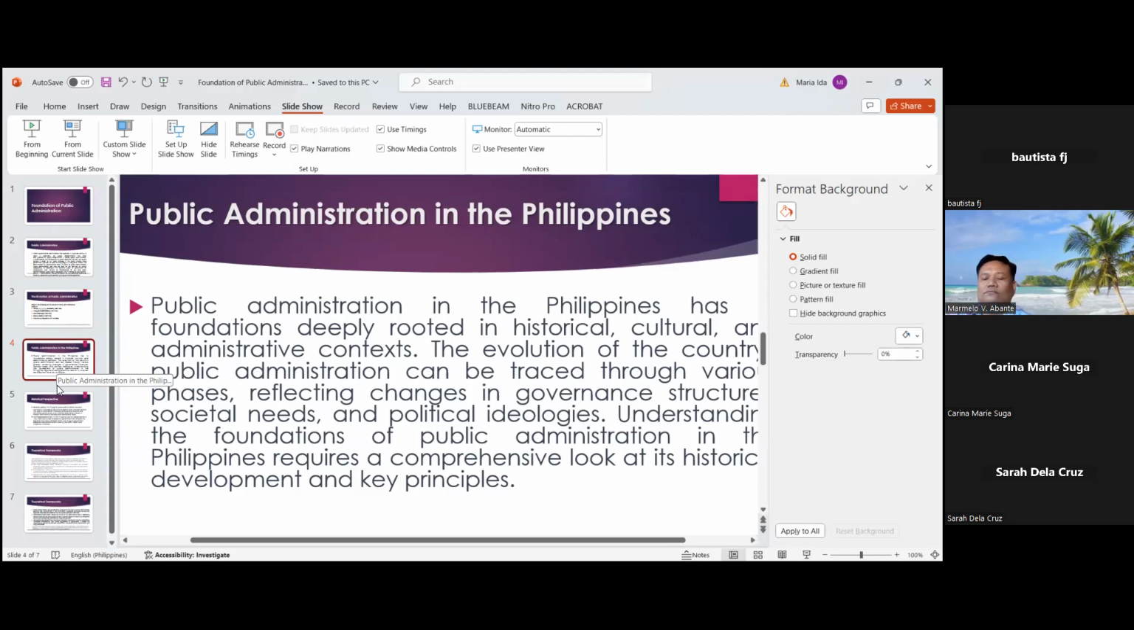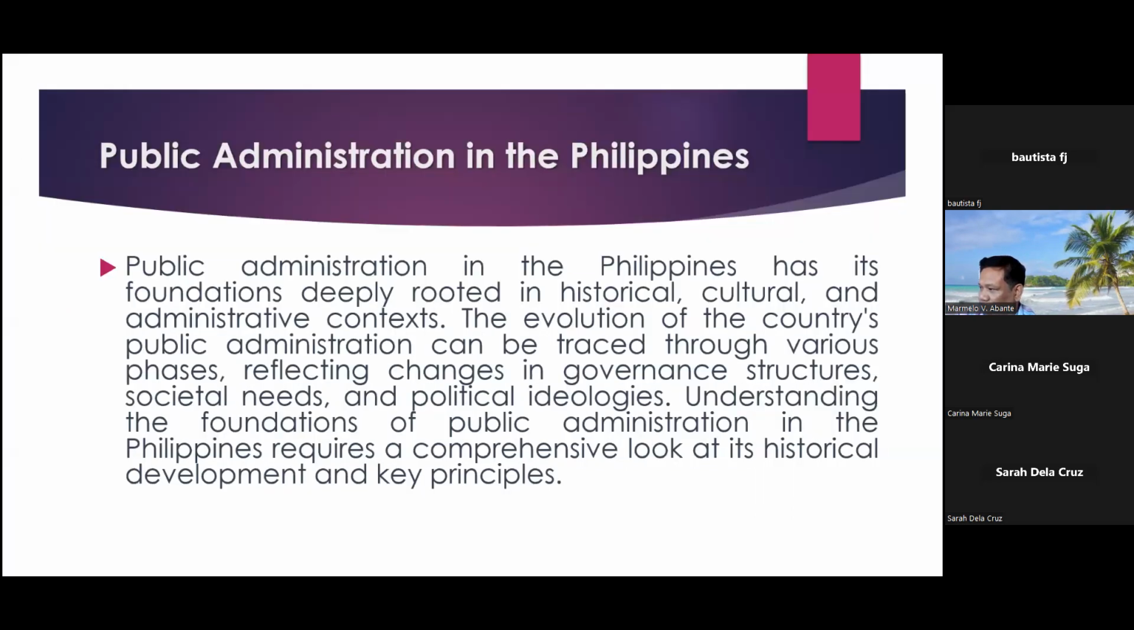Public administration in the Philippines has its foundation deeply rooted in historical, cultural, and administrative context. The evolution of the country's public administration can be traced through various phases, reflecting changes in governance structures, societal needs, and political ideologies. Understanding the foundation of public administration in the Philippines requires a comprehensive look at its historical development and key principles.